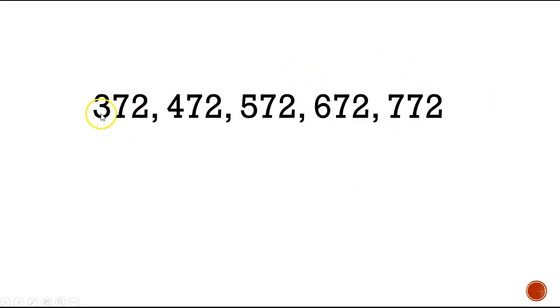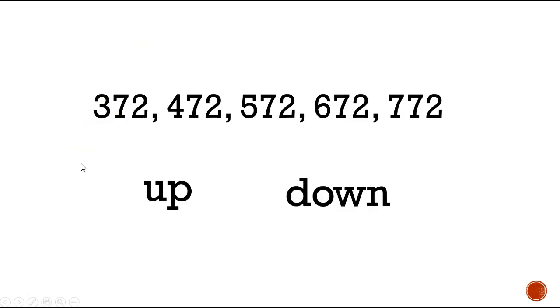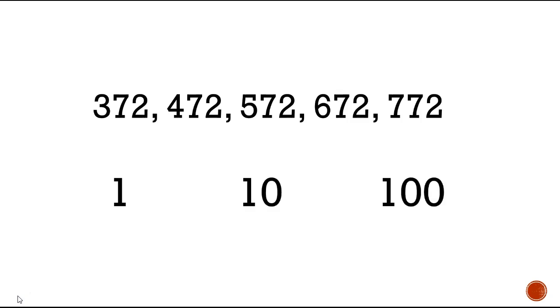Are the numbers going up or down? Which one? Are they going up or down? Right, they're going up. Now, the next thing I need to figure out, are these numbers going up by ones, tens, or hundreds? Well, we said that the ones place stayed the same in all of them, and that the tens place stayed the same in all of them. So that means that the 100s place is the one that's changing.